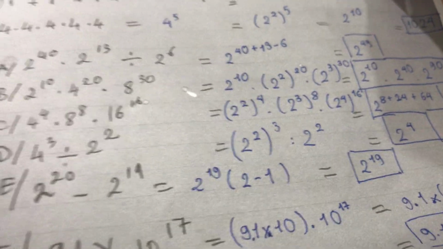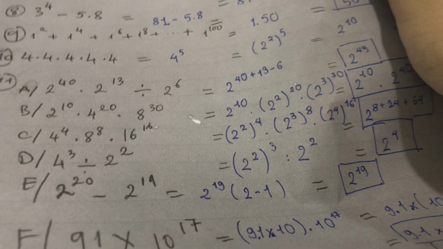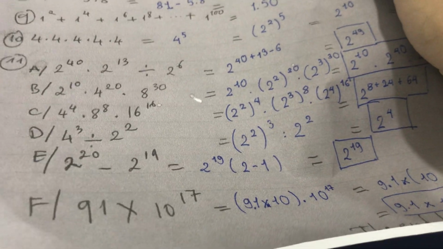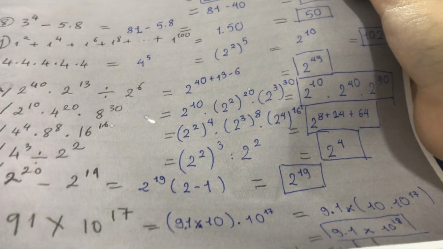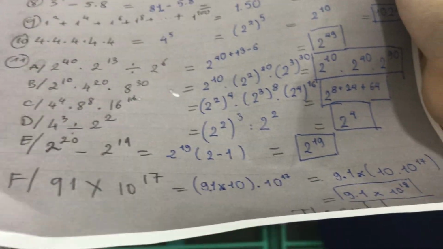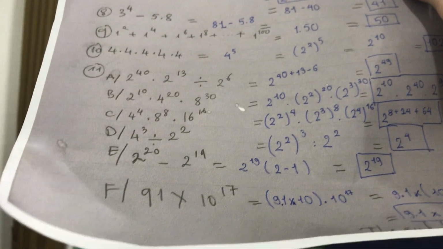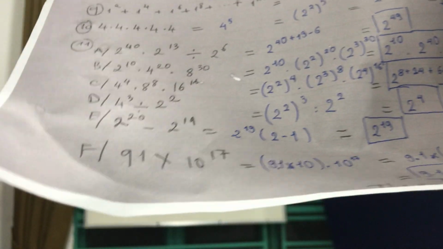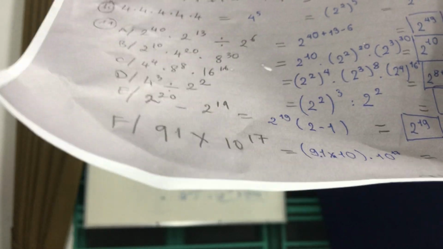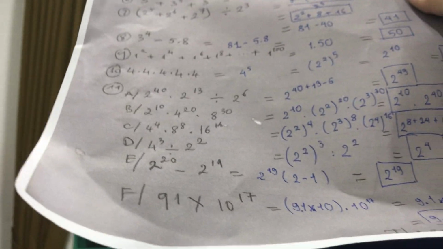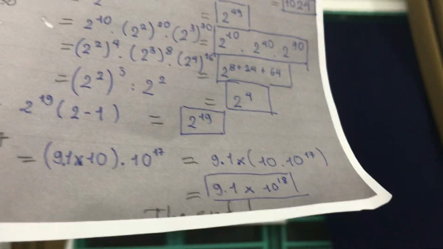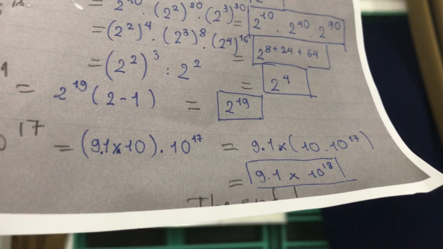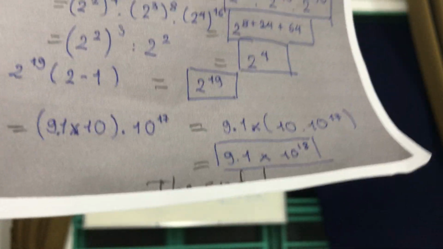Problem number E is 2 to the power of 19, and then we have in parentheses 2 minus 1, which will equal 2 to the power of 19. And firstly, I thought that I would just transform it into 91 and then 17 zeros trailing behind, but that is not the correct way. I won't get to the correct answer, but I will just tell you the way that I do this.